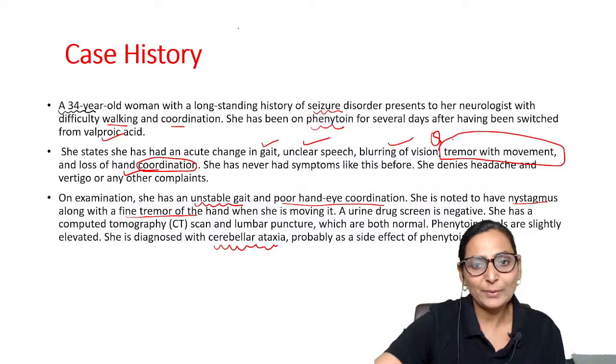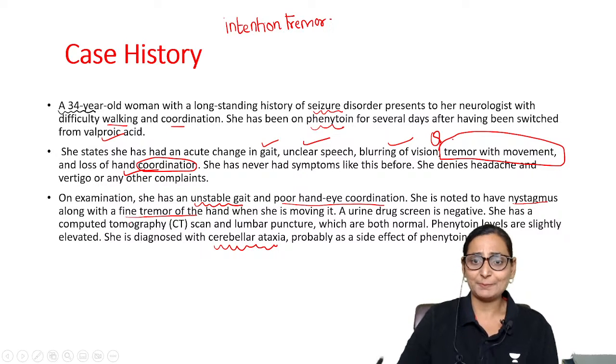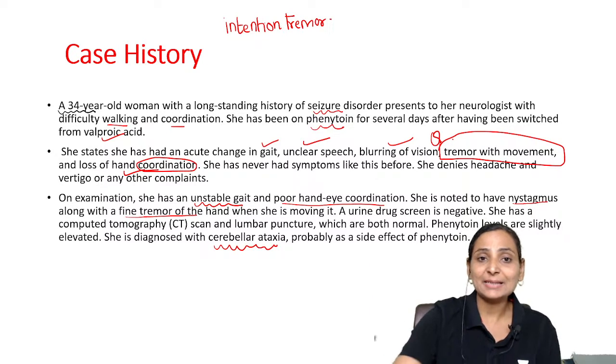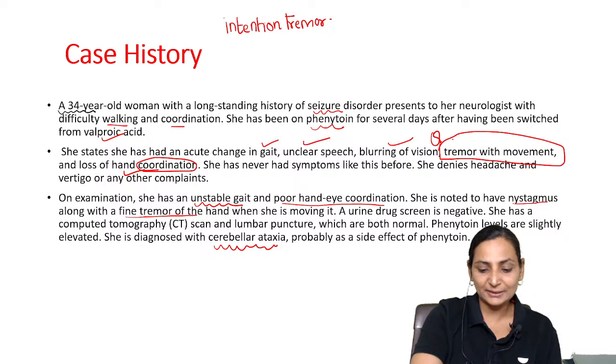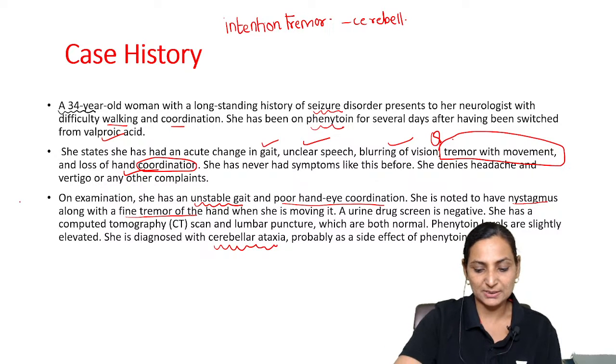But remember, whenever you get a history of intention tremor, what is intention tremor? That means there are tremors when the person is trying to do something, any movement, like picking up a pen. If there is any movement, at that time there are tremors, that is called intention tremors. These intention tremors go with your cerebellar disorders.